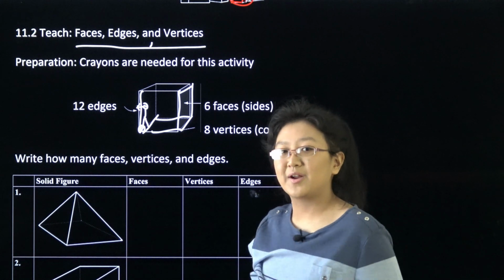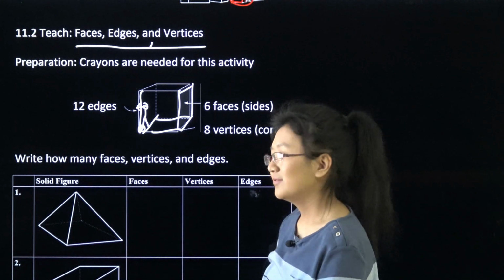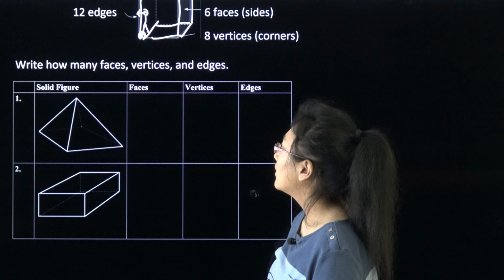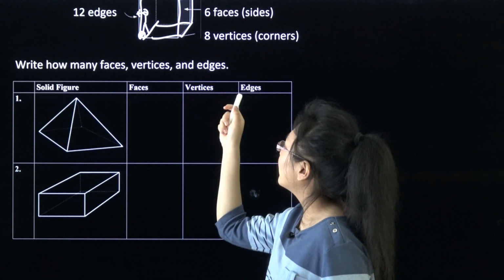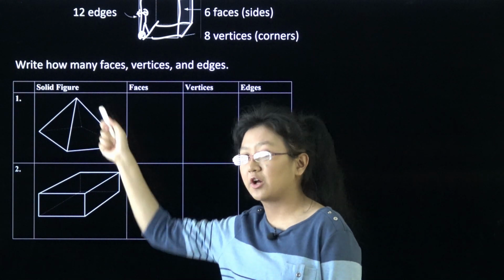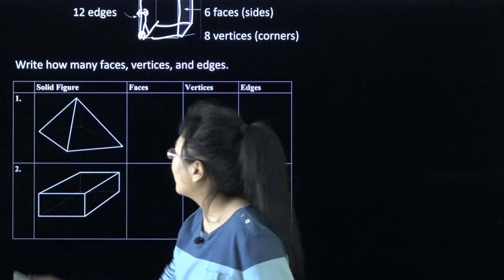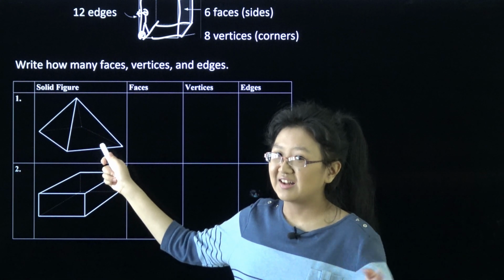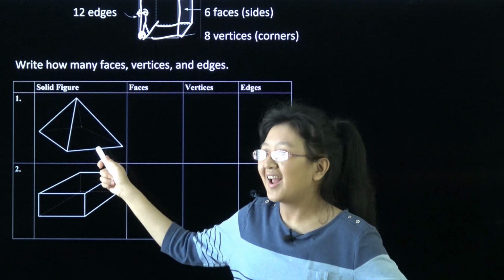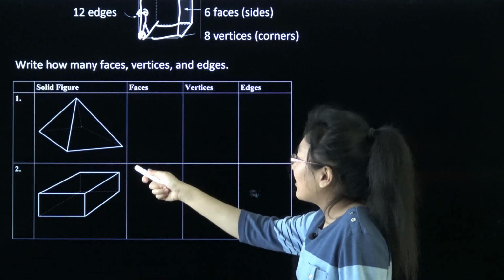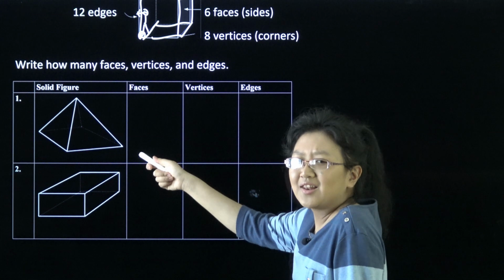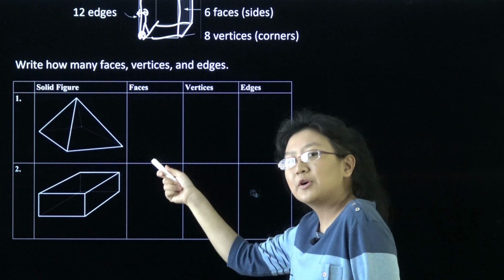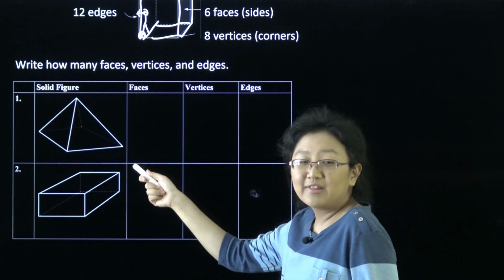Now that we're done that comparison, let's move on to the exercise. Write how many faces, vertices, and edges are in each solid figure. Question number 1, we have a solid figure over here. Now what solid figure is this? Come on, I'm waiting. Alright, so it's one of those things that look like it's in a picture book. It's a pyramid, guys.